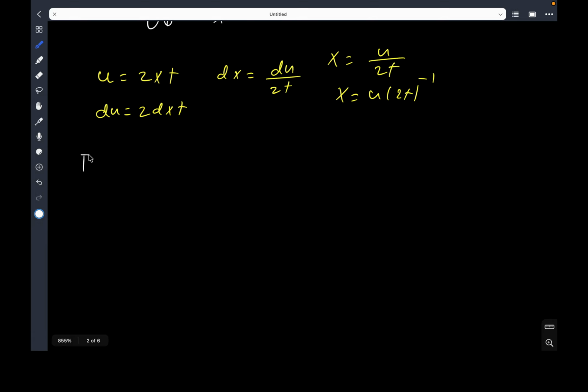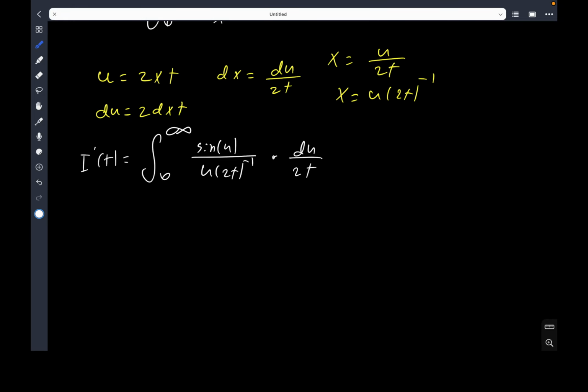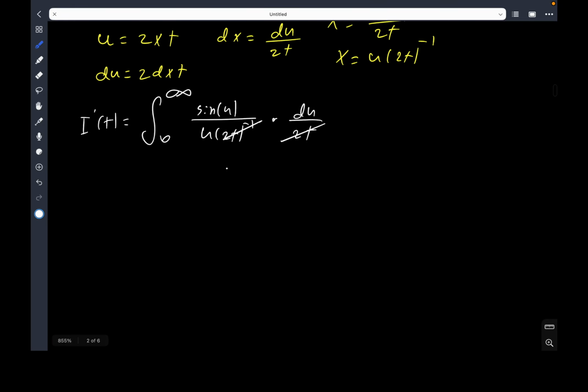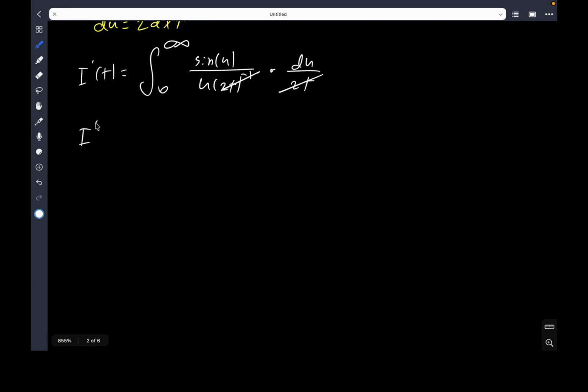I prime of t becomes the integral from 0 to infinity of sine of u over u times 2t to the -1, du over 2t. These two powers annihilate, and I get I prime of t equal to the integral from 0 to infinity of sine u over u du.